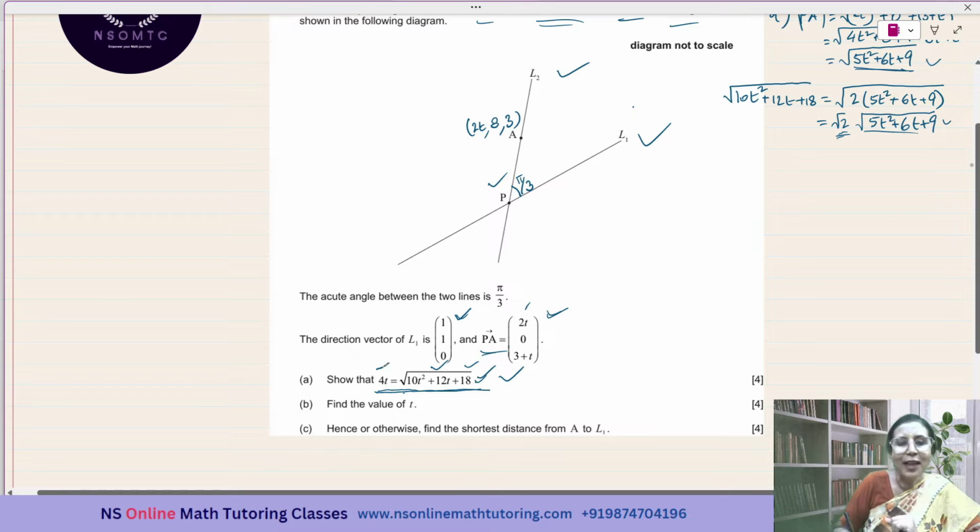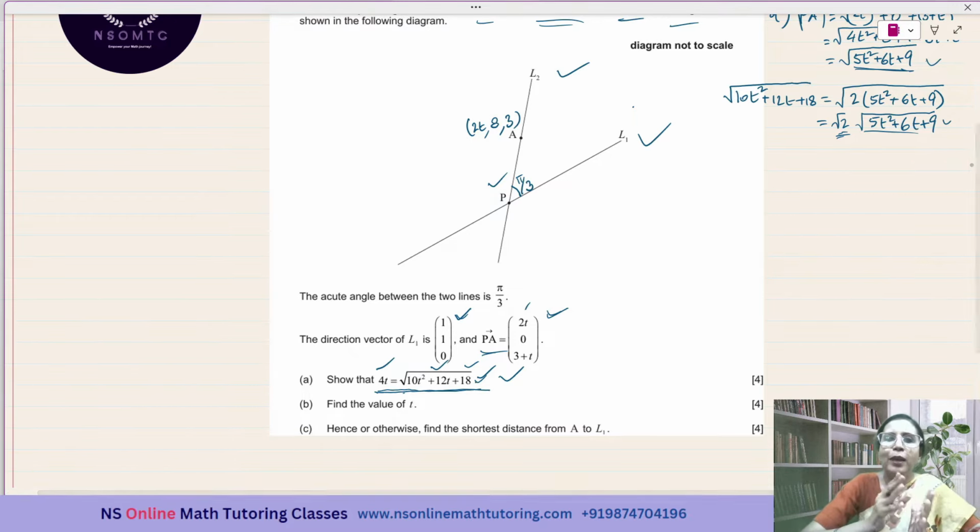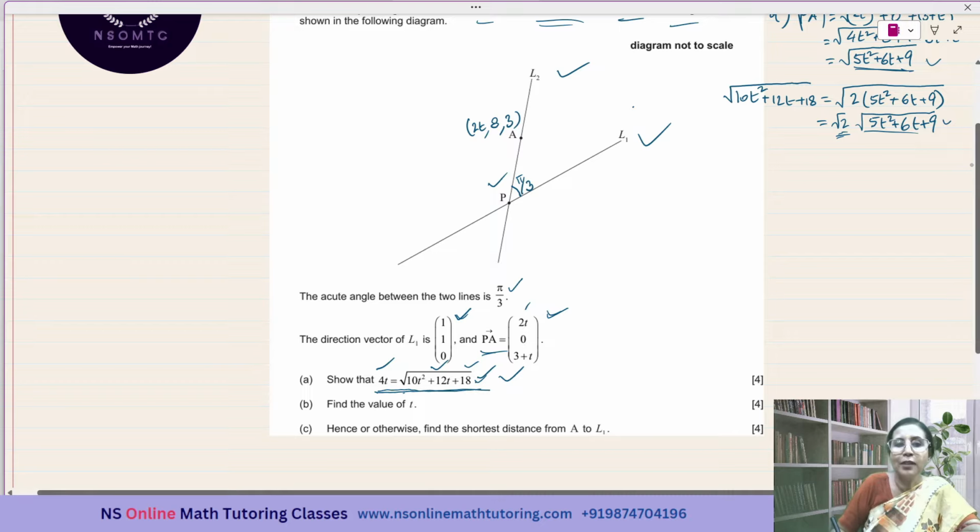But what about the left side? How do we get the 4t? When do we multiply the magnitudes of any two vectors? Maybe when we take the dot product of any two vectors, or when we take the cross product of any two vectors, we multiply the magnitudes, definitely. We should be thinking along that line because we are also given the information that the angle between these two lines is pi over 3.